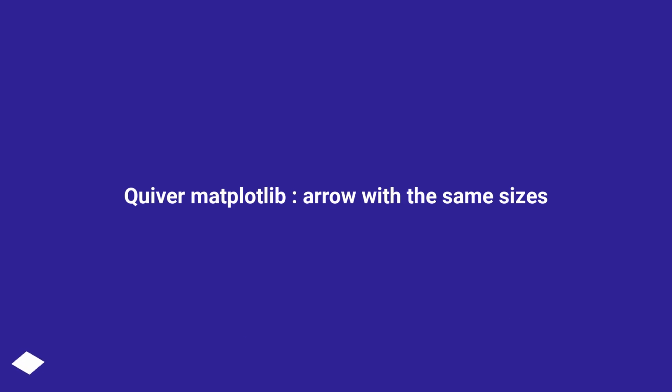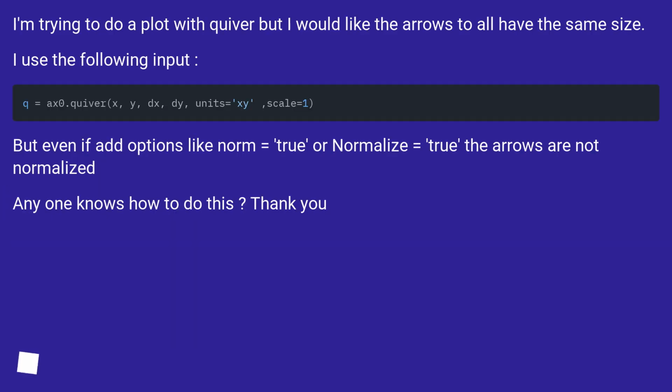Quiver matplotlib, arrows with the same sizes. I'm trying to do a plot with quiver, but I would like the arrows to all have the same size. I use the following input. But even if I add options like norm equals true or normalize equals true, the arrows are not normalized. Does anyone know how to do this? Thank you.